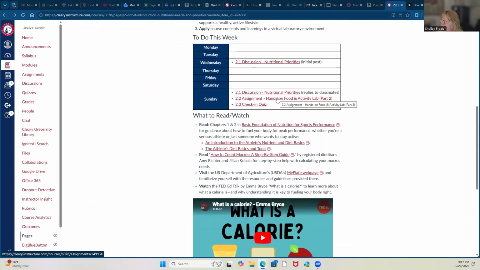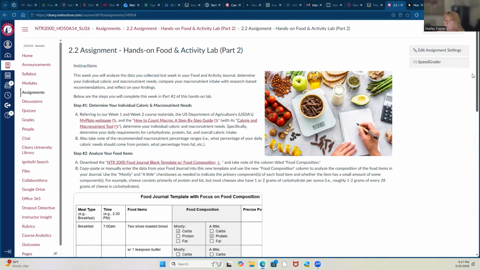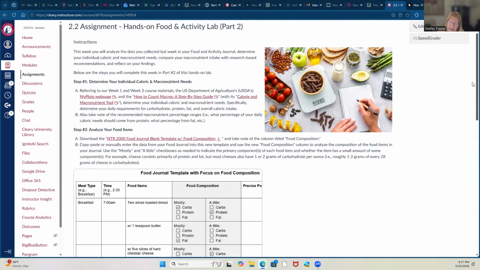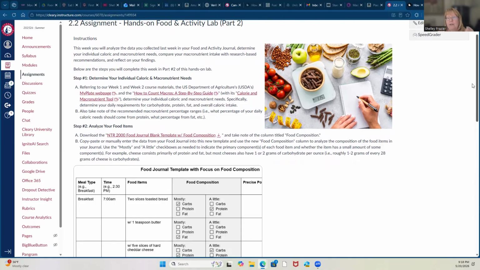All right, the second one here is your hands-on food journal. This is why it was important to finish your last week's assignment. I haven't looked at who's finished and who hasn't. I was going to start grading them, but I have a question for somebody, so I'm waiting for an answer. I was planning on grading them tomorrow. If I don't get to them tomorrow, I'll get to them on Friday for sure, because you will need that food journal from last week for this week's.